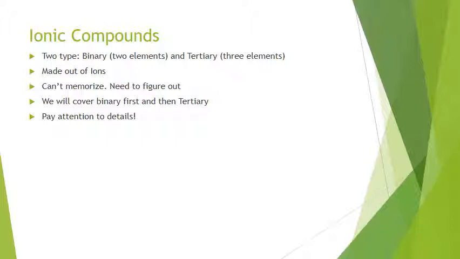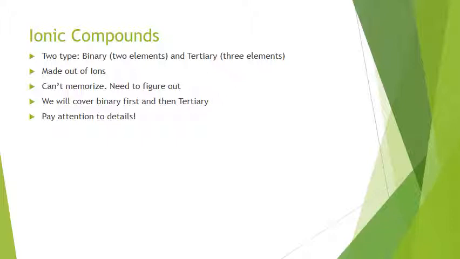Okay, ionic compounds. There are two types. If you go back to the diagram we started with a few slides ago, when it's split into ionic and covalent. Ionics, there's two types: binary and tertiary. Binary will have two elements. Tertiary will have three elements. These are made of ions, which I'll explain in a minute.